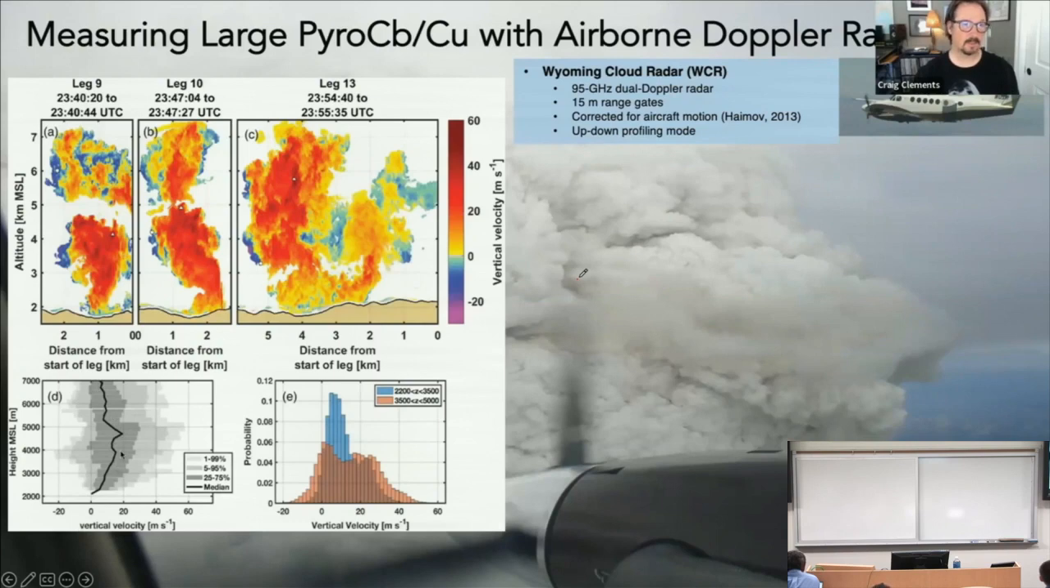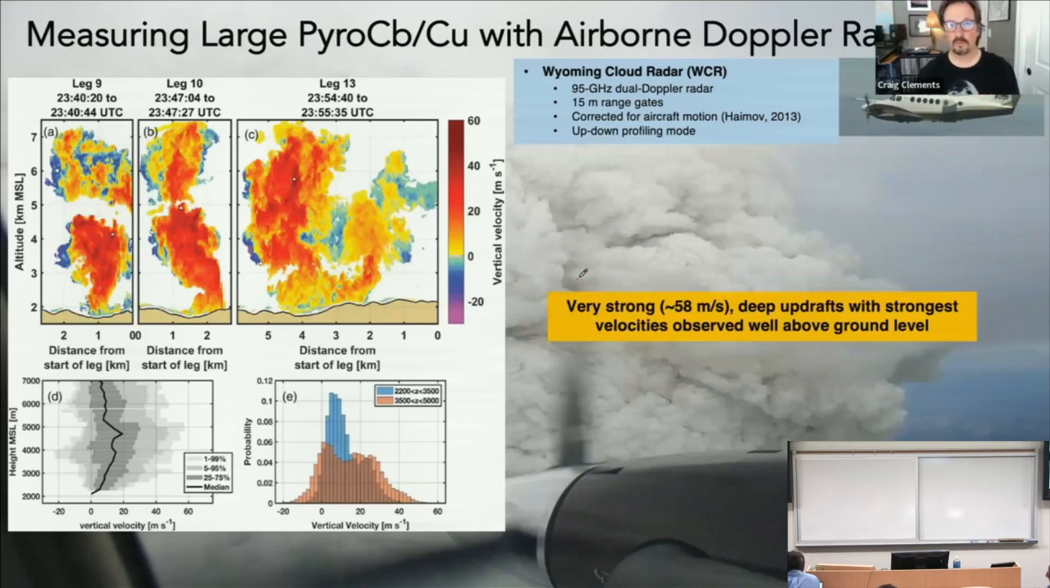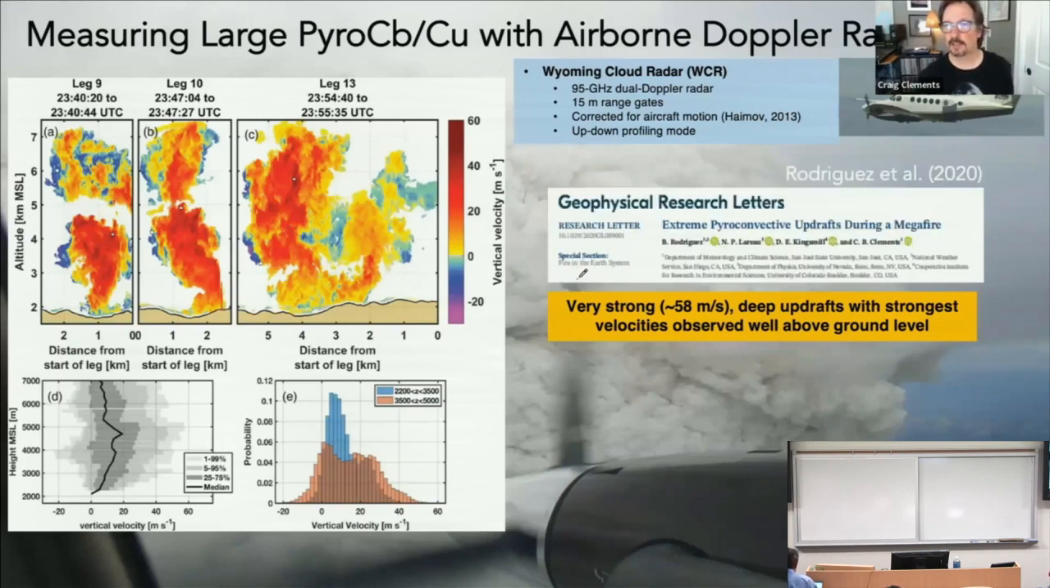We can see that the peak in mean vertical velocity occurs well above the surface, and that's also indicated by these white triangles. In this case, very strong updrafts, up to 58 meters per second, that were very deep and had lots of structure, occurred well above the ground. We also see very strong, close to 30 meter per second downdrafts on these edges as the plumes overturn on the edge. So these edge vortices can also be very, very strong. This was published in GRL in 2020. You can access that paper.